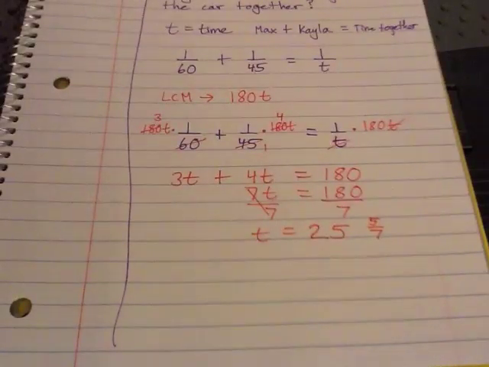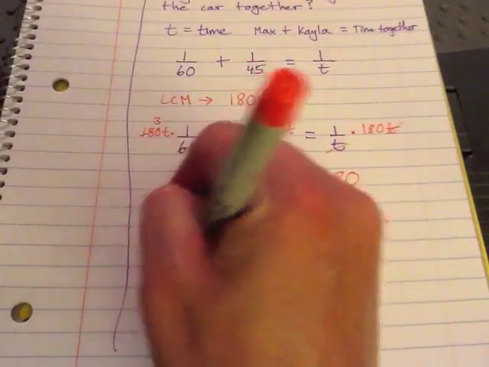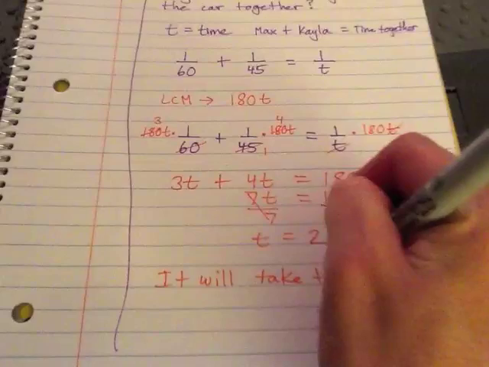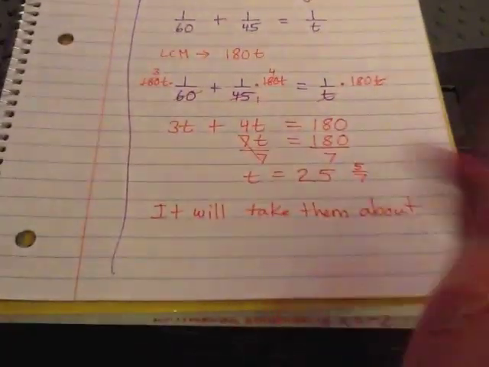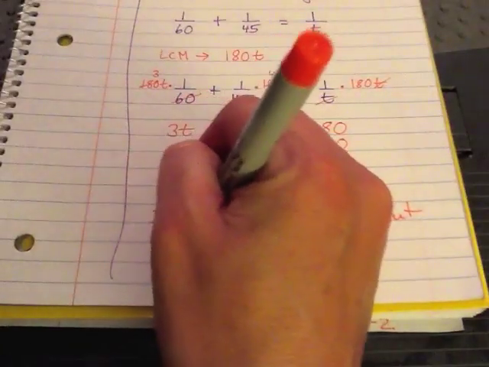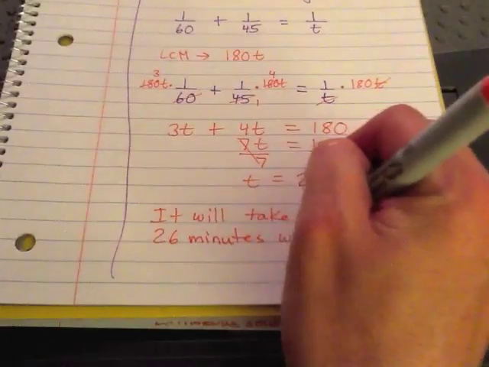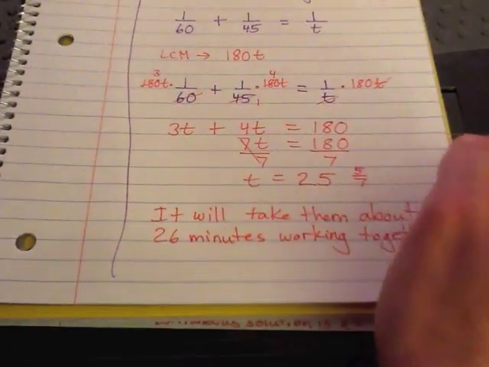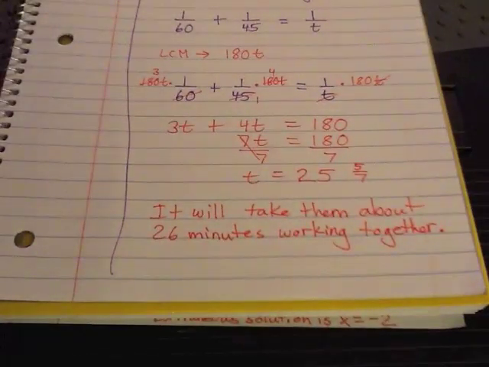So if it's going to take them about 25 and 5/7 minutes, you're just going to round that out, and you're going to say it will take them about 26 minutes working together. So you can always round those minutes when they're like that.